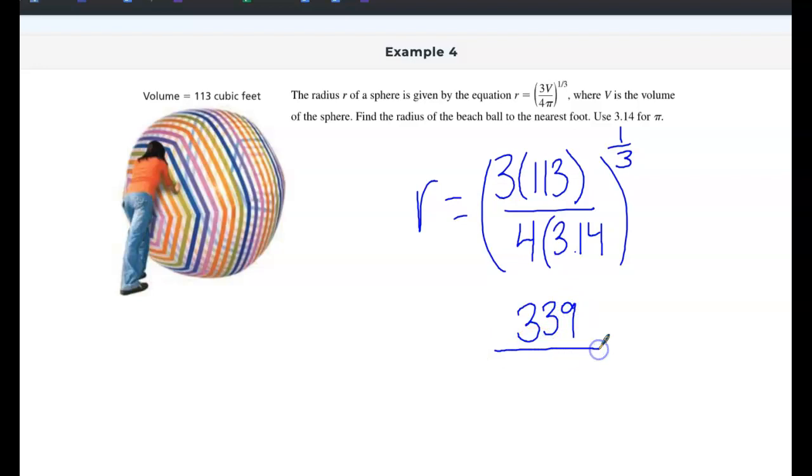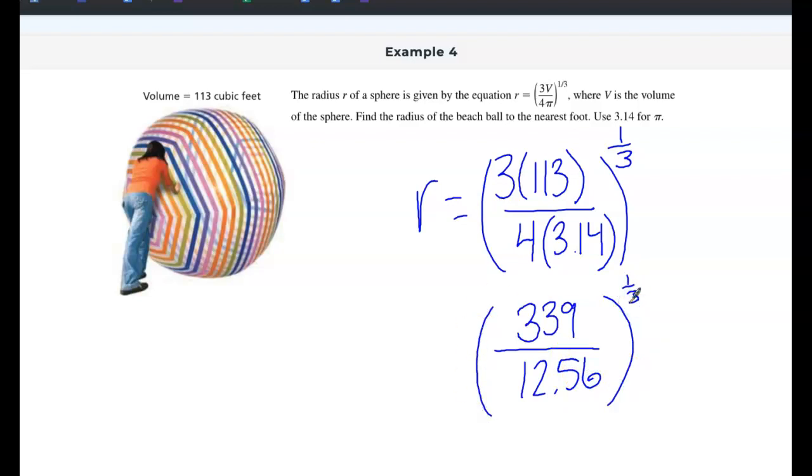You're not even using a calculator. Over 4 times 3.14. That's 12.56. Yeah. And again, that's still raised to the 1/3 power.